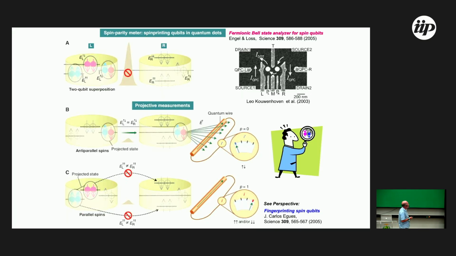So this was a perspective I wrote on this nice paper from Loss and Daniel, and Engel was a former PhD student of his. I do have nicer pictures in this as compared to the main paper. So this basically is a way to measure the parity, and by parity I mean whether the spins are parallel or opposite, by just coupling it to a QPC and reading the current that flows through the QPC.